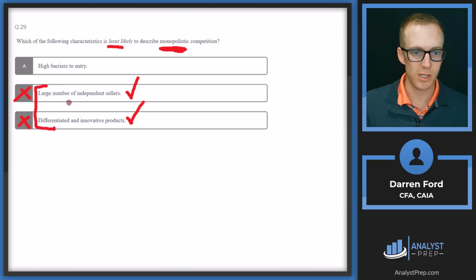There's a large number of sellers and they have differentiated and innovative products among them, which is what leads to this monopolistic characteristic. And C, high barriers to entry, that will be our answer. There are a large number of sellers because there are low barriers to entry, so that's why that does not describe this type of competition.